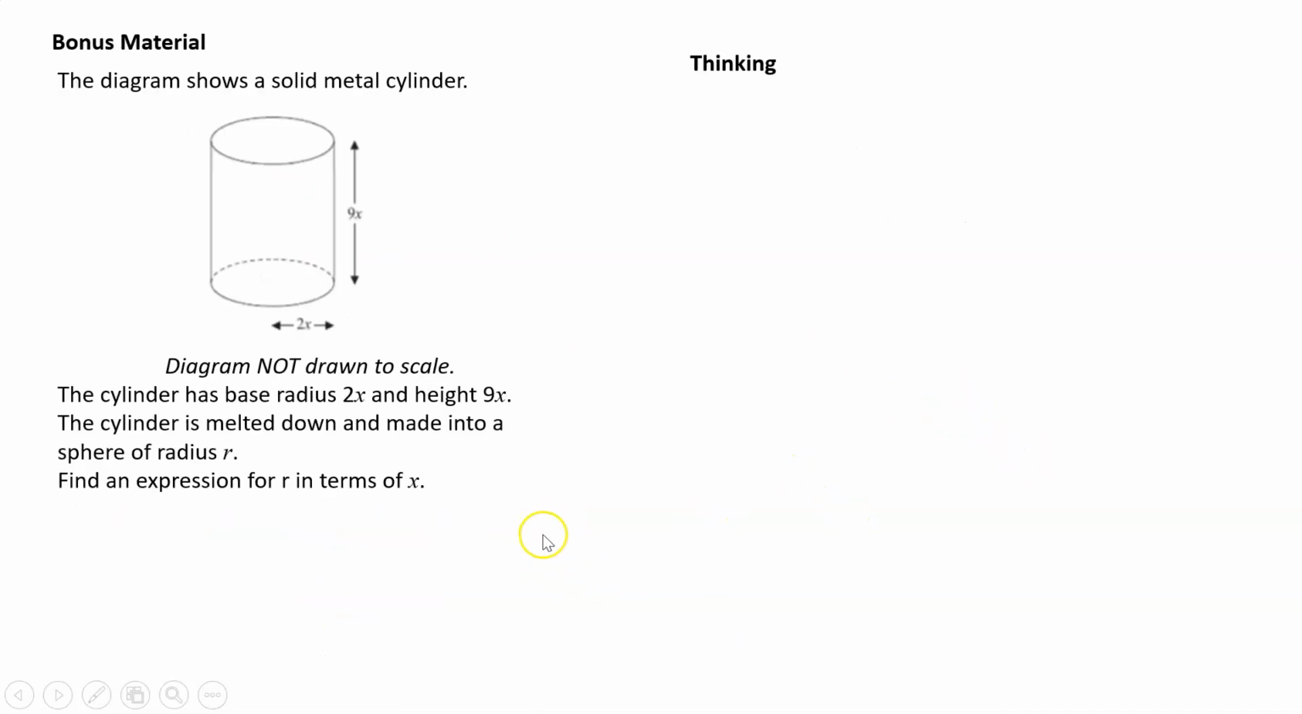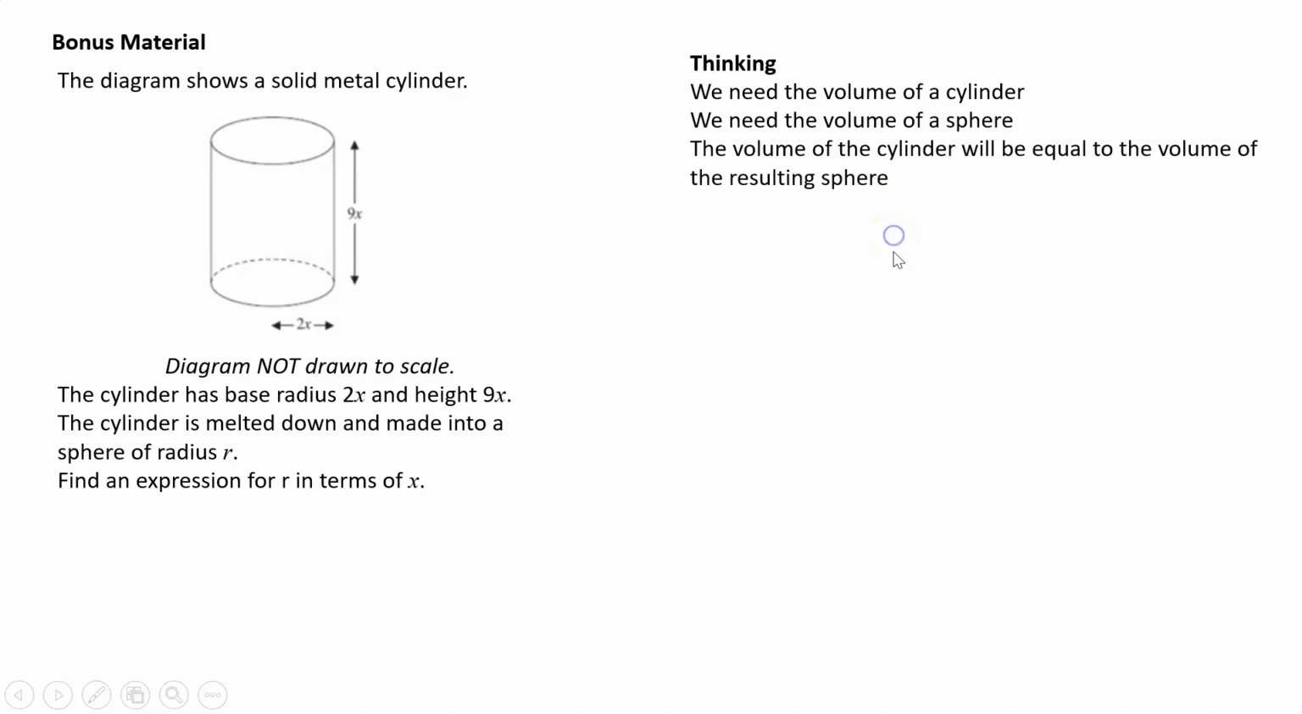Another question relating to volumes. The diagram shows a solid metal cylinder. The cylinder has a base of 2x and a height of 9x. The cylinder is melted down and made into a sphere of radius r. Find the expression for r in terms of x. So thinking about this, we need the volume of a cylinder. We need the volume of a sphere. And the volume of the cylinder will be equal to the volume of the resulting sphere.